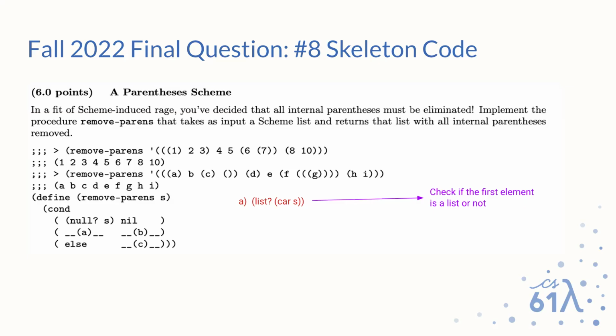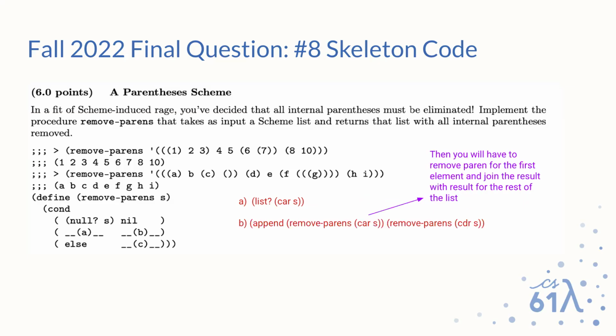Probably want to be using recursion where we use remove parents, and then we have some sort of append and so on. Yeah, pretty much. So what we're going to want to do is join the result of calling remove parents on the car. So in this case, we'd be looking at this guy right here.